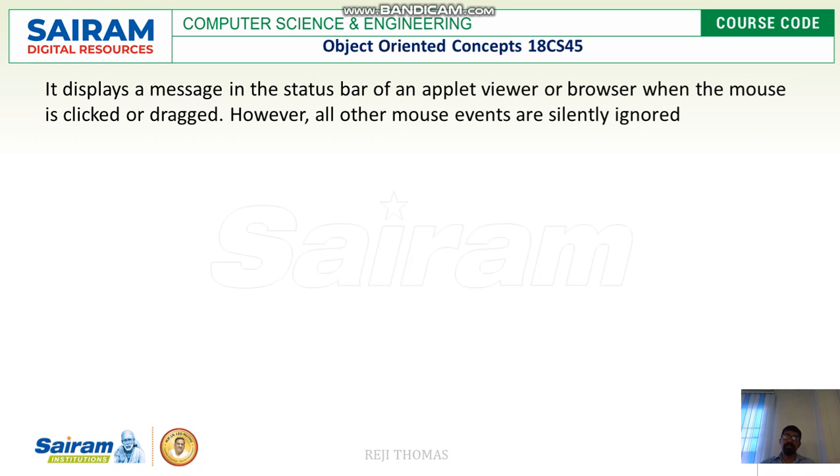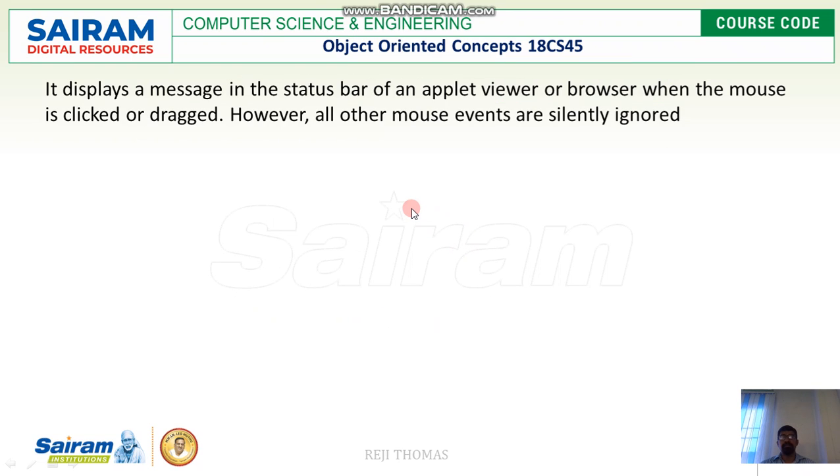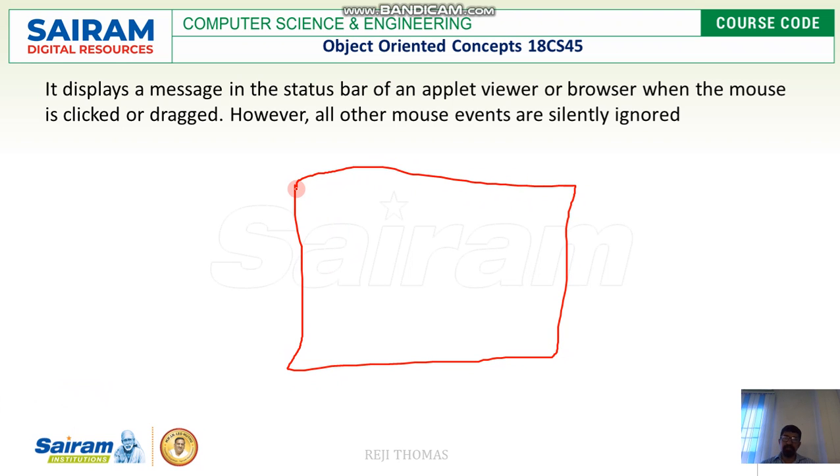So what happens? This is going to give you an output in the applet viewer whenever the mouse is clicked or dragged. The rest of the things we have silently ignored. Let me make it clear. If you take the mouse as the source for events, there can be many operations performed using it. But what we have done is ignore all other methods, all other events. We are taking care of only mouse click and dragging, which is going to print the message.